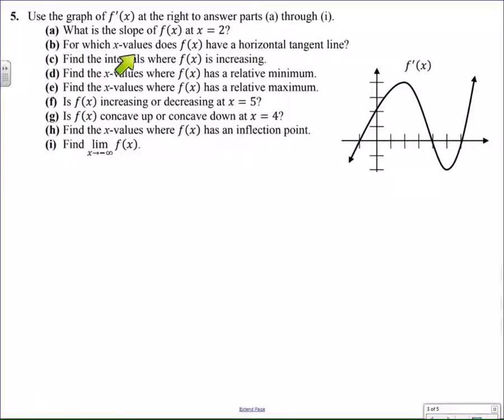It says, for which values of x does f of x have a horizontal tangent line? If you're not paying attention, you would probably say that when x is 2, and when x is 5, we have horizontal tangent lines. So that's true that we have horizontal tangent lines at those 2 values for the derivative. But horizontal tangent lines in the original function have 0 derivatives. So in other words, when the derivative is equal to 0, we have a horizontal tangent line. That happens at 3 different places.